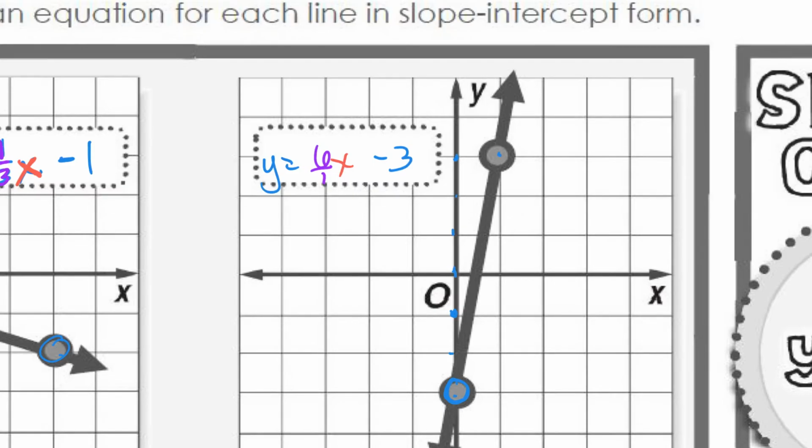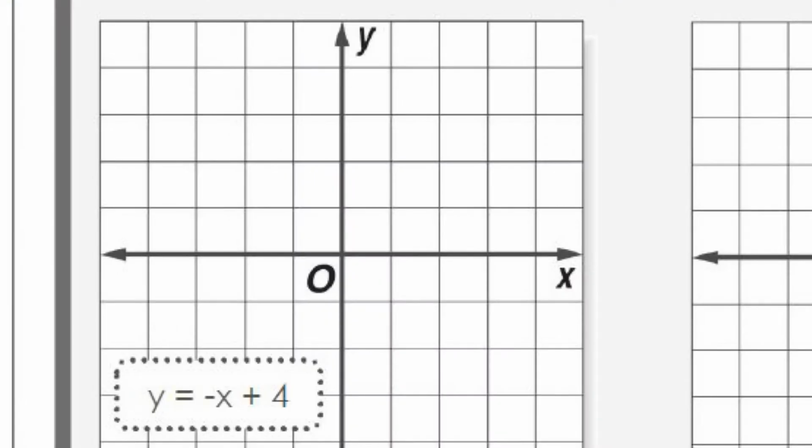We started by finding the y-intercept, then we counted up 1, 2, 3, 4, 5, 6, and over 1. So we could just write that as y is equal to 6x minus 3. Now here's where we can graph each line. So it's giving us the equation.